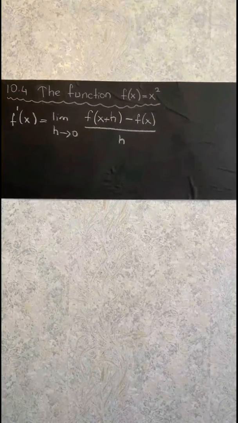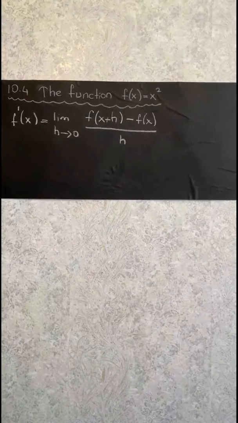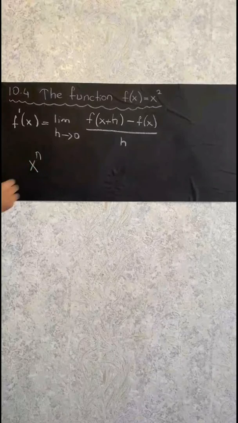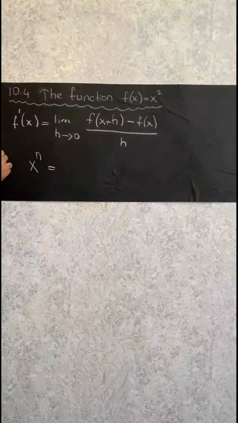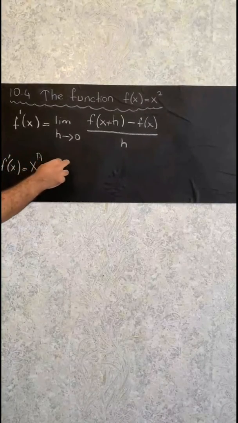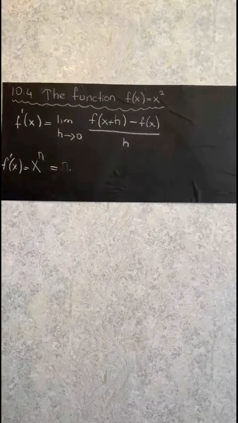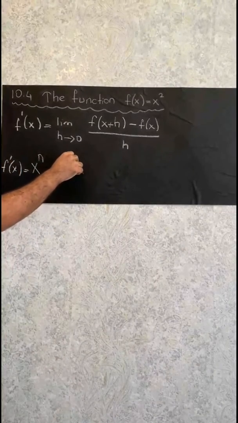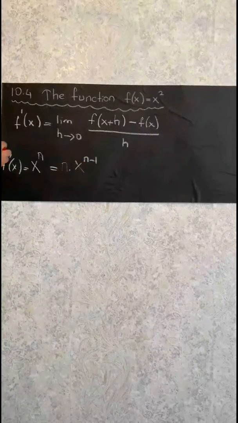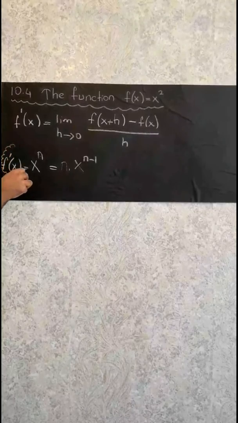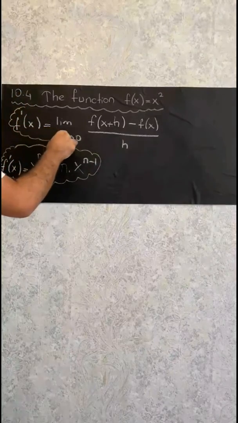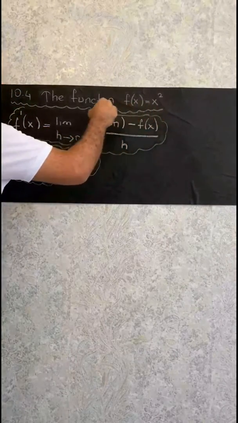Another rule, the basic rule: for x to the power of n, f prime of x is n moved to the front as a coefficient, and x to the power of n minus 1. Don't forget this rule.